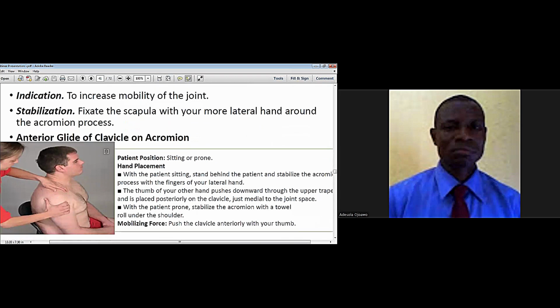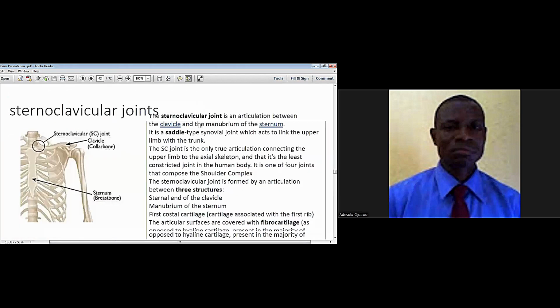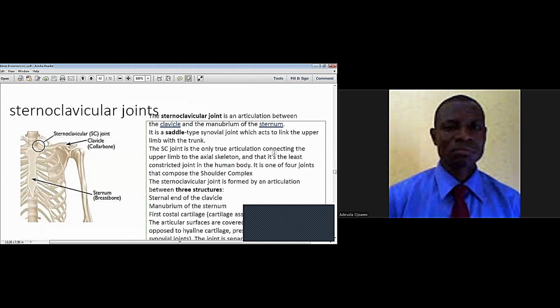Then we have the sternoclavicular joint. That's something I want us to see as we go on. The sternoclavicular joint is an articulation between the clavicle and the manubrium of the sternum, a saddle type of joint. The sternoclavicular joint is the exoskeleton.